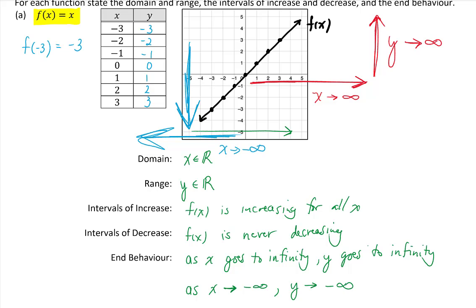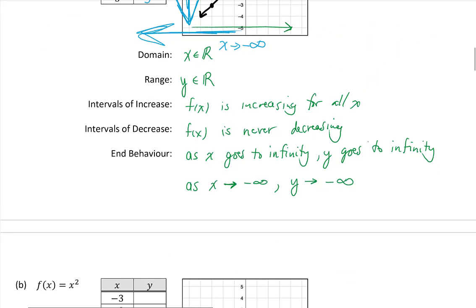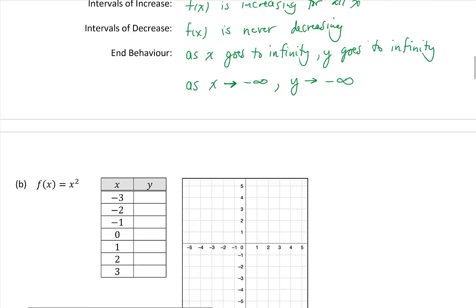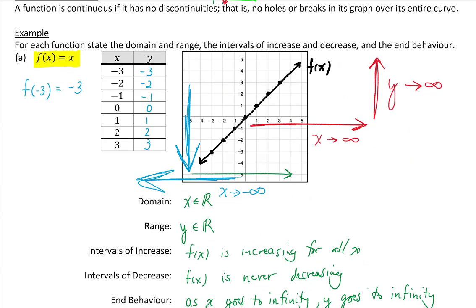Basically, it's telling you as you look going from right to left, the graph is going downwards. As you look from left to right, the graph is continuously going upwards. So as x goes to infinity, y goes to infinity. As x goes to negative infinity, y goes to negative infinity. And this tells you that you have a range of y values from negative infinity to infinity. So that's our linear function. So let's label these as we go. So this one is our linear function.